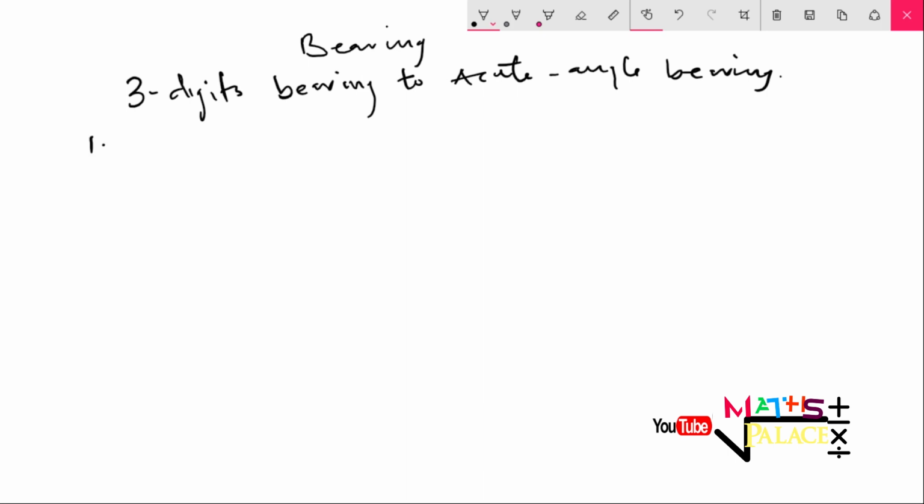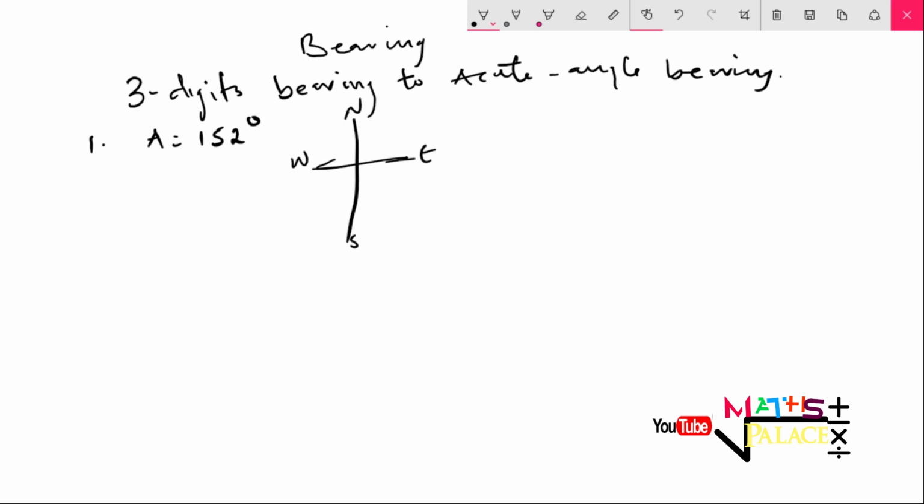Now, if given, for example, we have a point A, say 152 degrees. If this point A is on 152 degrees bearing, 152 is a 3-digit bearing, and this means we'll take the bearing from the north only, because it's a 3-digit bearing.